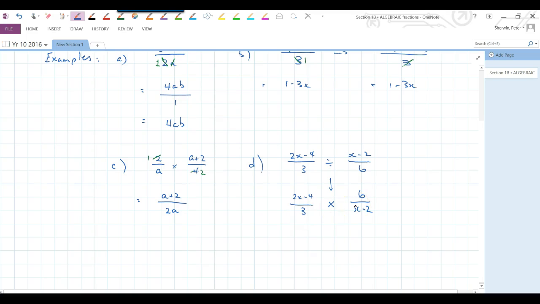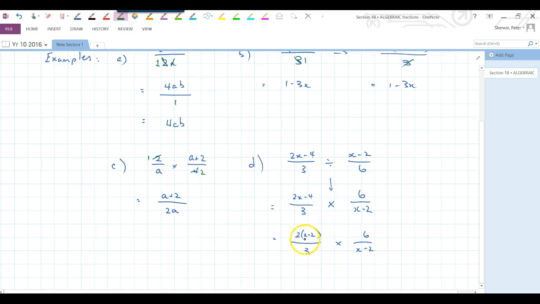Now we go looking for common factors, and I think it's going to be useful to factorize this term here, 2x minus 4. So I'm going to write that as 2 bracket x minus 2. If you remember how to factorize, you take out the common factor of the 2 terms, in this case 2. The 3 stays there. So all I'm doing in this first step is factorizing. I can only factorize one of the 4 expressions, but look at what that does for me.